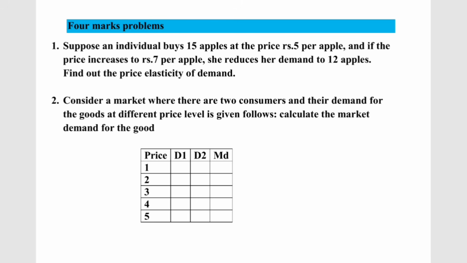The first question comes under theory of consumer behavior. Suppose an individual buys 15 apples at the price rupees 5 per apple, and if the price increases to rupees 7 per apple, she reduces her demand to 12 apples. Find out the price elasticity of demand. So this is the first problematic question from theory of consumer behavior.